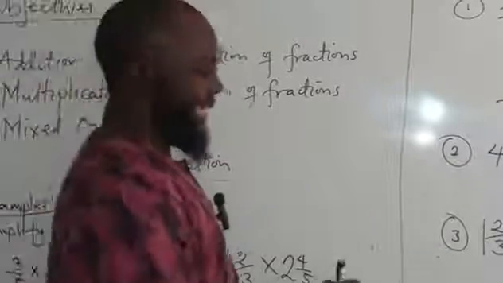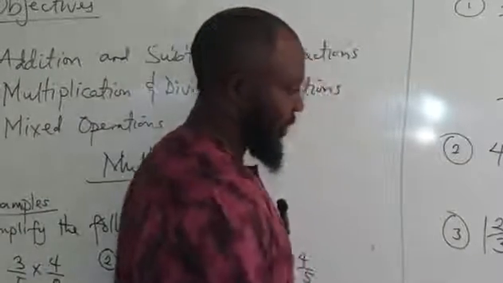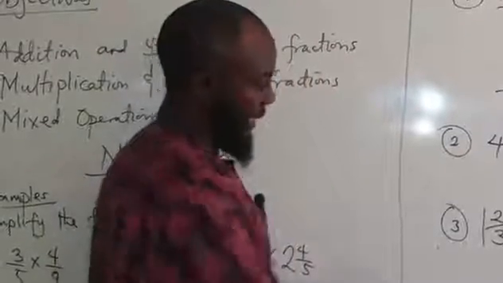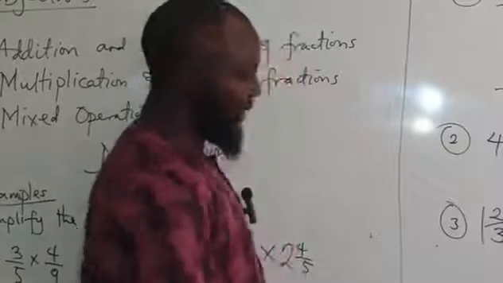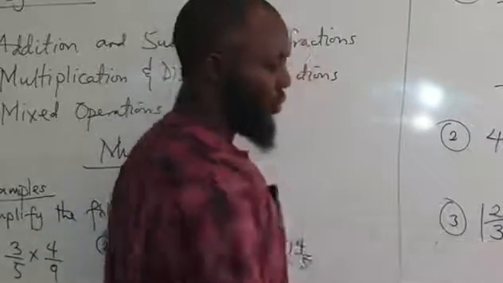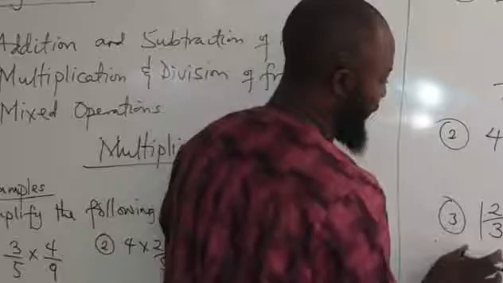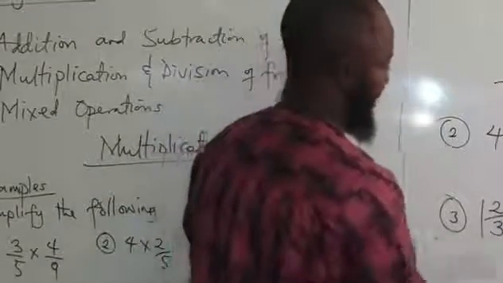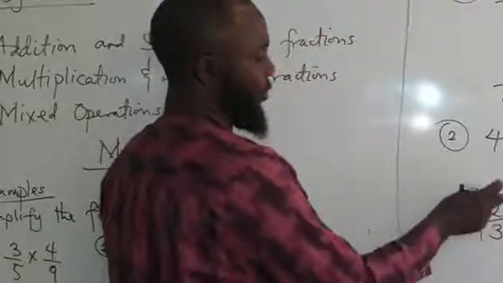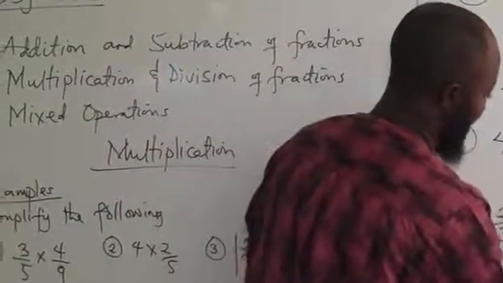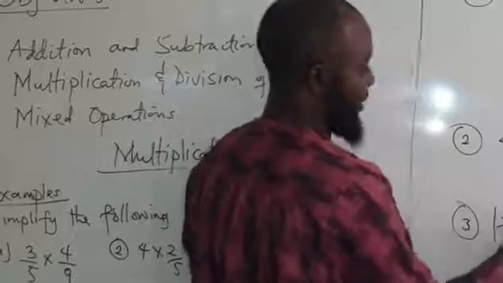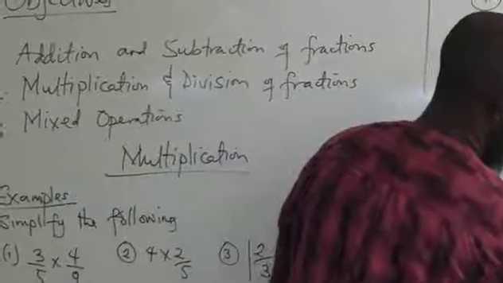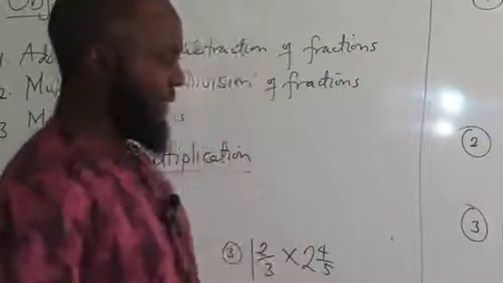is not like that of addition, whereby we can add the whole numbers and then find the LCM. No, in this case we cannot multiply 1 times 2. So the first thing we need to do is to convert this one to an improper fraction, and this one the same. So this means 1 times 3 plus 2, that is 5 over 3, multiplied by 2 times 5, that is 10 plus 4, that is 14 over 5. I believe I'm making sense.